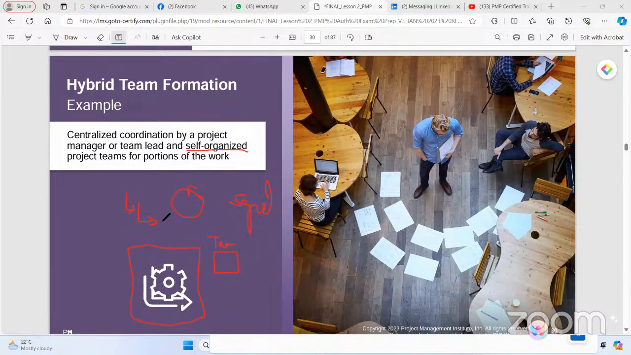So for that kind of PM, it's a dual responsibility, but he may have to manage a certain part of the scope in a traditional way and a certain part of the scope in a more agile way. It's a bit challenging, but this is expected in the modern environment. All right. So we call it hybrid team formation.